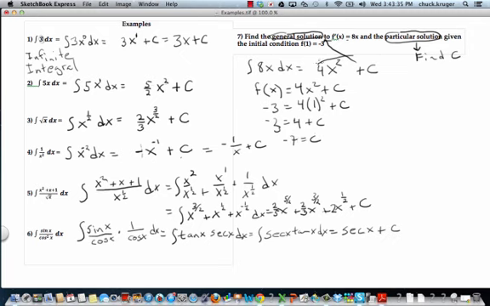So this is my general solution. My particular solution is going to be 4x squared minus 7. And if I take the derivative of either of these, I'm going to get 8x. All right, and that's how you do that particular problem.